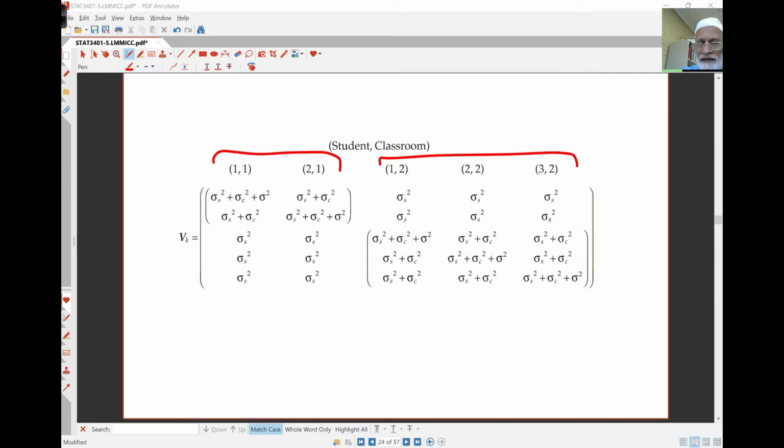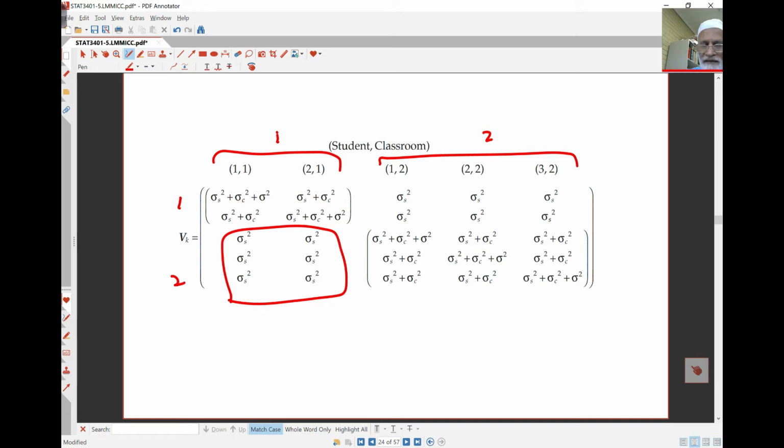So notice, of course, as I said, the block structure here, the diagonal, this is just school level, because I've got classroom 1 here and classroom 2 here. And so this is what's happening with classroom 1 and 1, classroom 1 with 2, classroom 2 with 1.